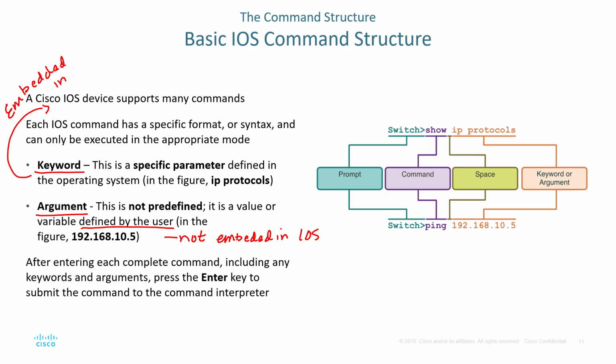Now, the way you understand this graphic, the first thing you need to understand is the prompt. In both of these examples, the top one being your keyword, the bottom one being your argument, the switch with the greater than is our user prompt.